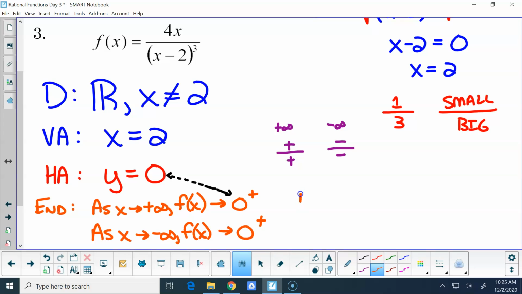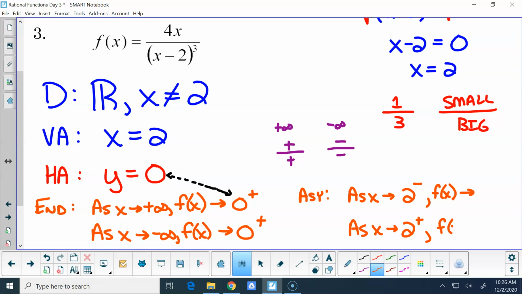And then lastly, you just have to figure out our asymptotal behavior. So now we're going to say, as x approaches 2 from the left, f of x is going to go somewhere. And as x approaches 2 from the right, f of x is going to go somewhere.